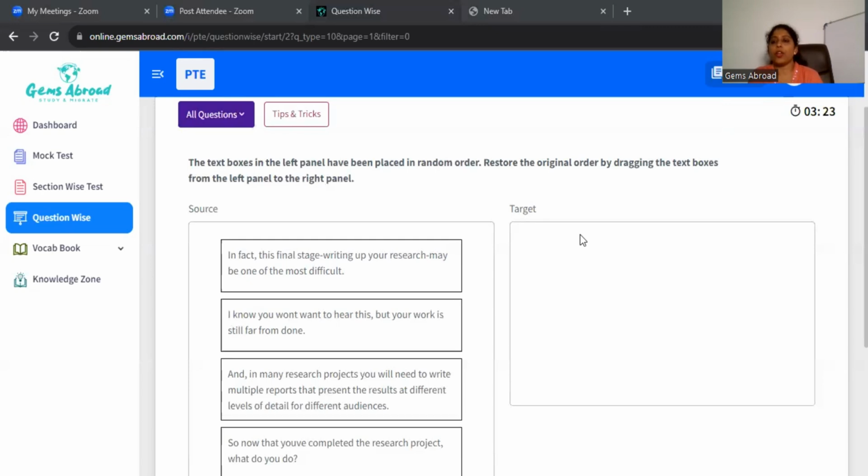This reorder paragraphs task contributes marks only towards your reading section. There are 2 to 3 questions in the exam. So, this is the strategy for reorder paragraphs. The first is that you have to find the independent sentence from the sentences.